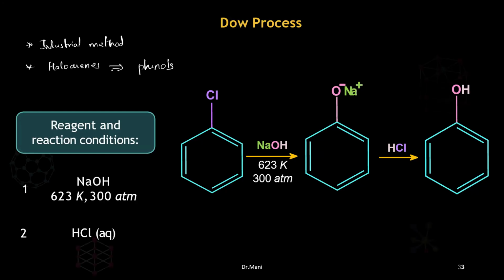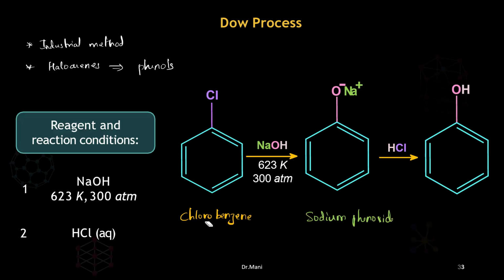So you can see here, there is a chlorobenzene. So what is this? There is a benzene ring attached to the chlorine. Okay. So this chlorobenzene is converted into the sodium phenoxide in the presence of NaOH at 623 Kelvin, 300 atmospheric pressure. So chlorobenzene reacts with this sodium hydroxide in order to form the sodium phenoxide. Remember, this is a sodium and benzene with O. So we call it sodium phenoxide.